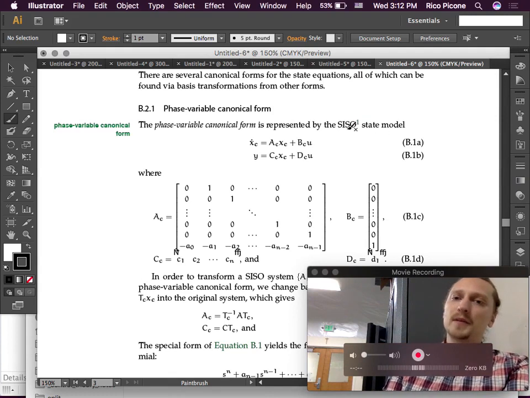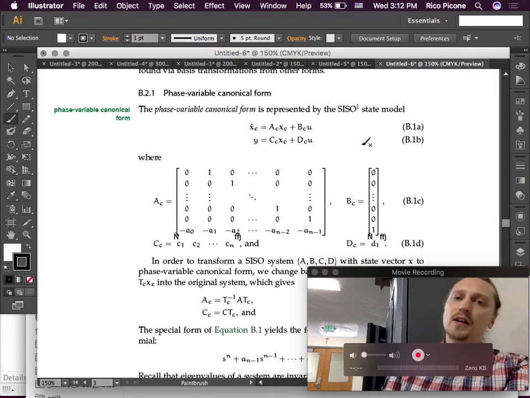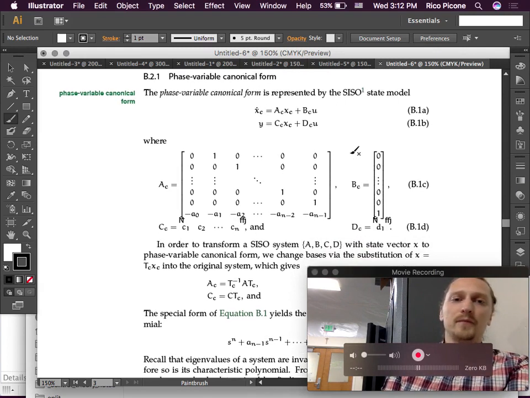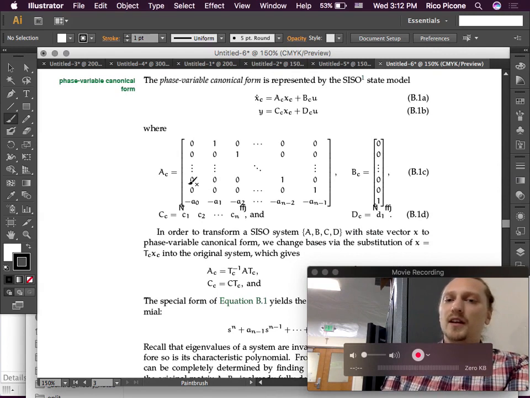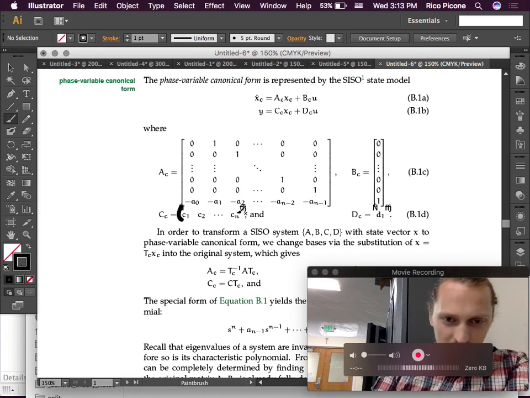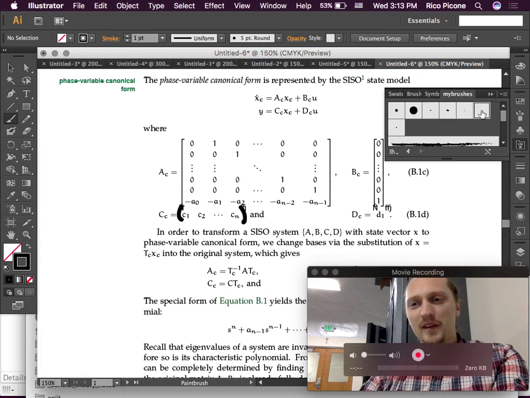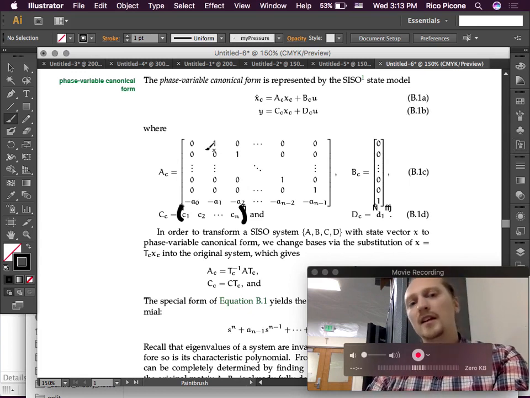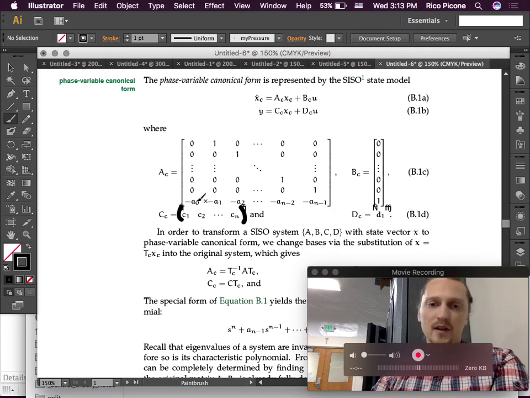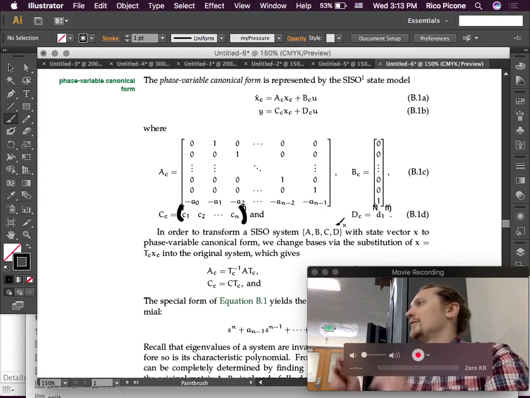The phase variable canonical form is represented by the single input, single output state model, B1, right here, where the A matrix is of this form. These are just parentheses. It doesn't need to be all of that gobbledygook. And so the A matrix is a bunch of zeros and ones, just the off diagonal, one diagonal above the primary diagonal of the matrix. And then the bottom row is all, it just depends on the system.